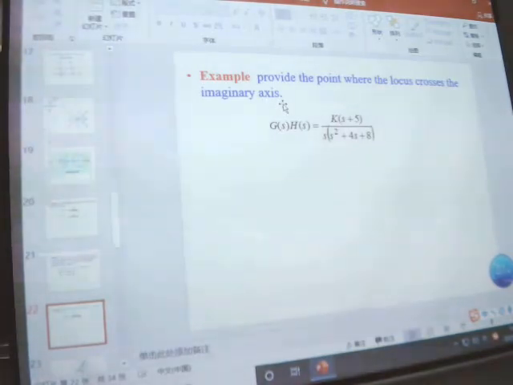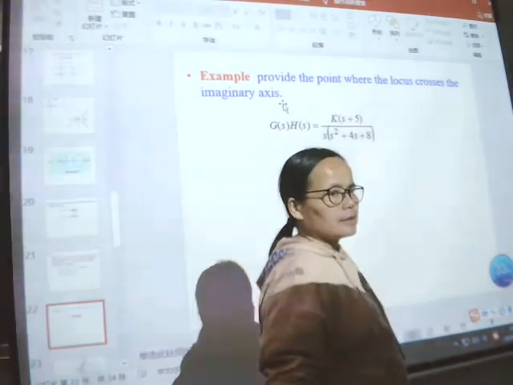So 1 plus K times (s plus 5) over (s squared plus 4s plus 8) times s equals 0. And s is substituted by j omega.